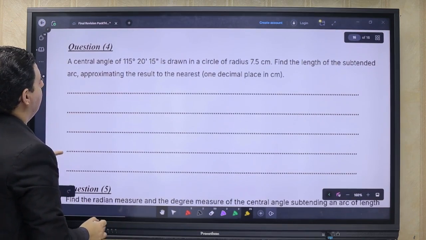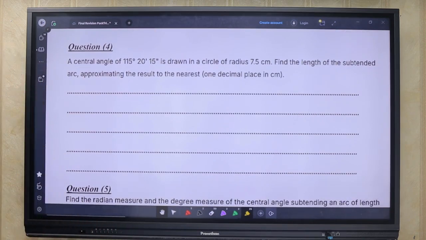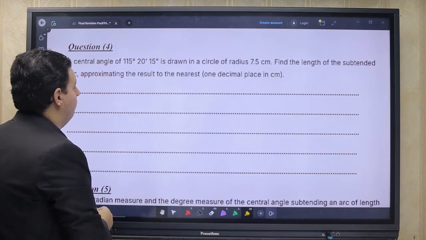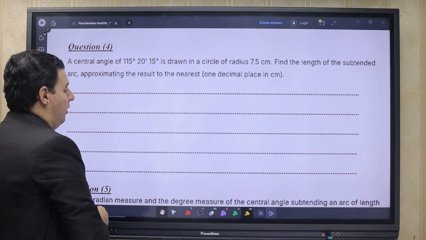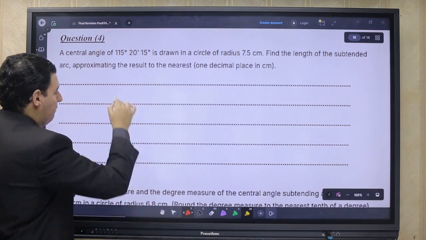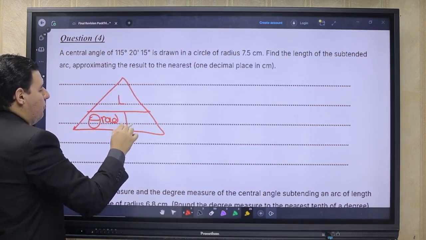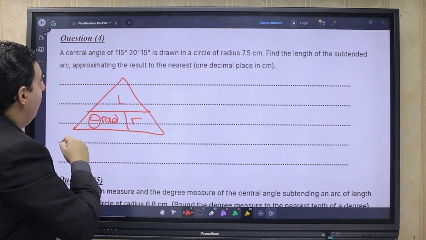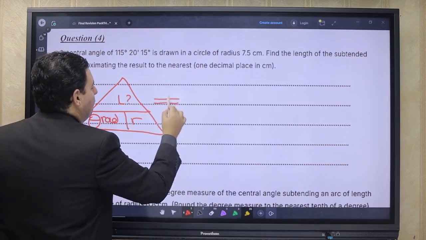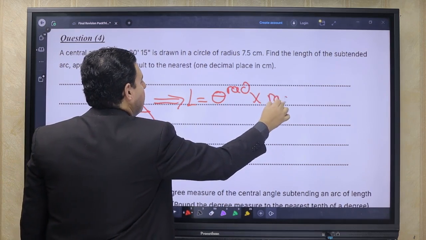Question 4. A central angle of 115 degrees, 20 minutes, 15 seconds is drawn in a circle of radius 7.5. Find the length of the arc. According to the magic triangle, we have theta in radians and length over r. I want to find the length of the arc. So to find the length of the arc, we make theta in radians times radius.